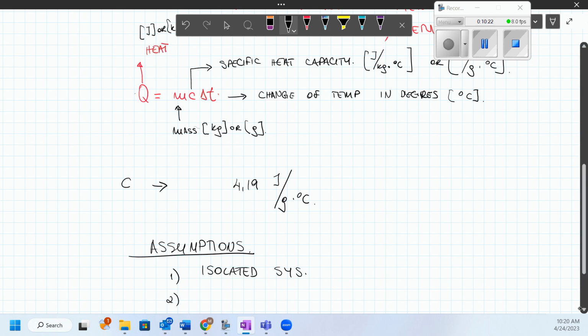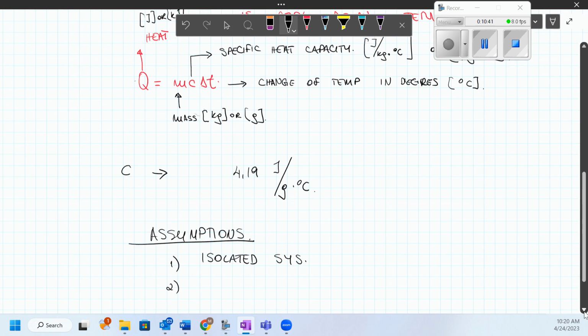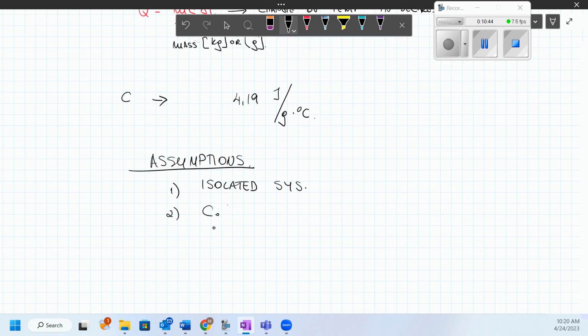The second one is that we are assuming that the conservation law of energy is true, meaning that the energy released or absorbed from the reaction is all going into the water of the calorimeter. So the conservation law of energy is true. There is no loss in the exchange of energy between the chemical reaction and the water.